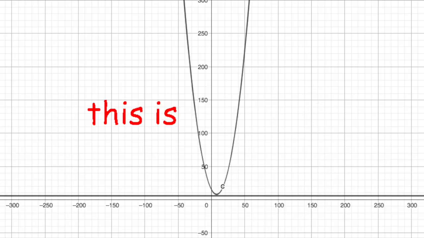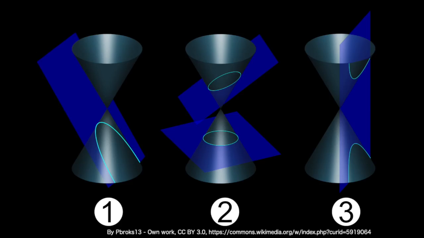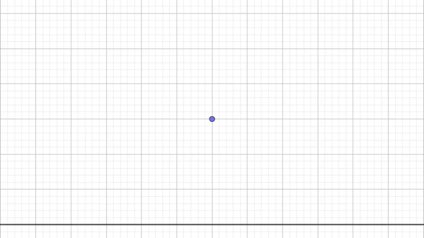This is a parabola. It is a curved, symmetrical curve. This is also a parabola. It's a conic section, or a curve drawn from the curvature of a cone. But what is a parabola?